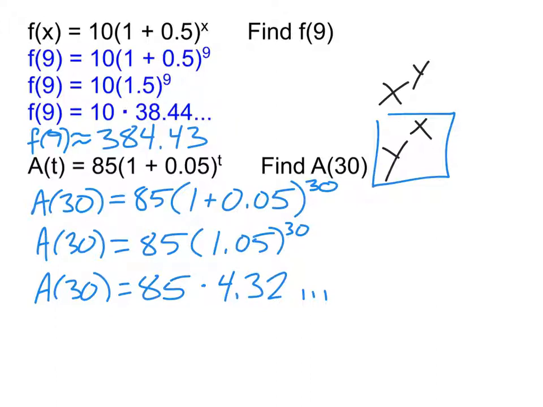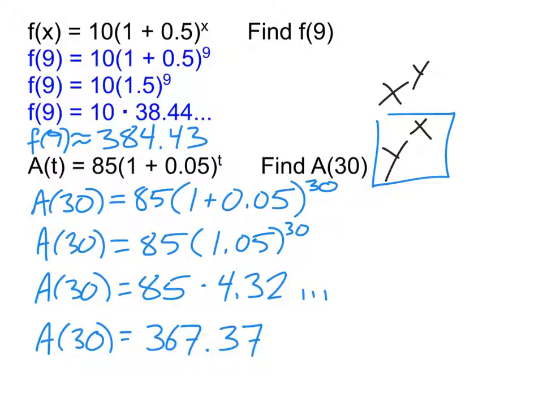Now I can actually do the multiplication. With this number sitting up on my calculator, I now just press times 85, and that gives me 367. I'm going to give 2 decimals again, just because I feel like it, like I did before. Now, I chose to round this one to the second decimal.